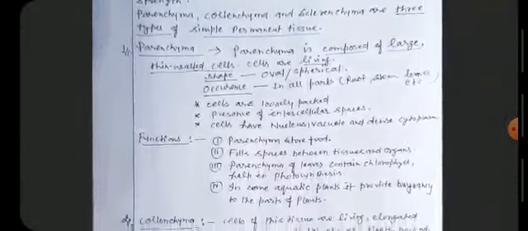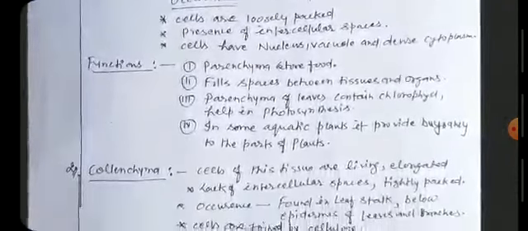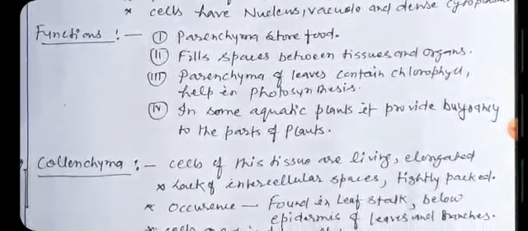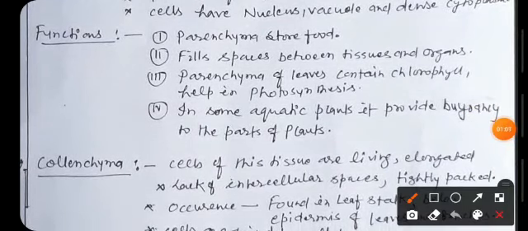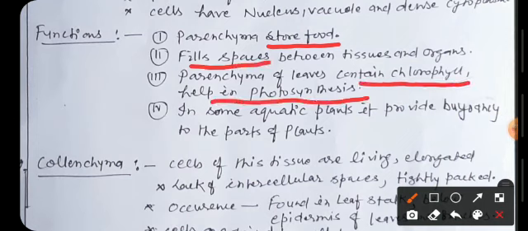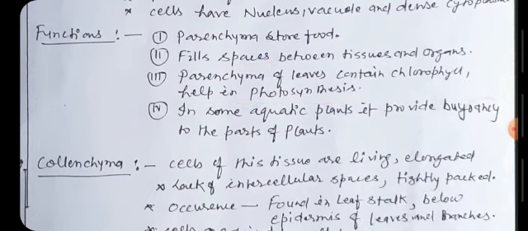And what are the various functions of parenchyma now? Parenchyma stores food. Parenchyma is also involved in filling the gaps between organs and tissues in plants. Parenchyma of leaves, which contains chlorophyll, helps in photosynthesis. In some aquatic plants, such as the lotus and the water hyacinth, it is involved in providing buoyancy to the parts of the plant, so that those parts are able to float above the surface of water. So it is the buoyant force. Parenchyma is involved in providing buoyancy to the parts of the plant.